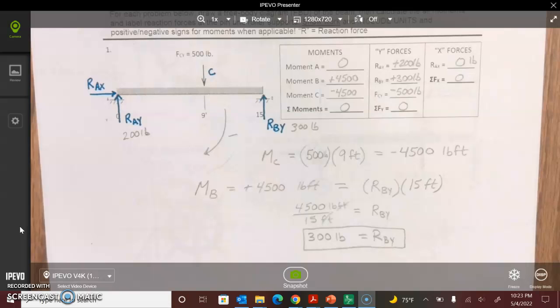You may have to solve for RAX depending on what forces are acting in that direction. But you have to just remember that if there are other forces acting in the x direction, they all have to add up to be equal to 0. So you just have to make sure that they cancel each other out.